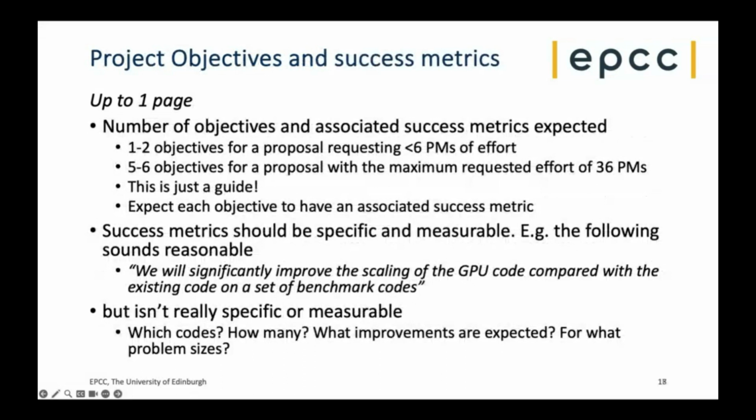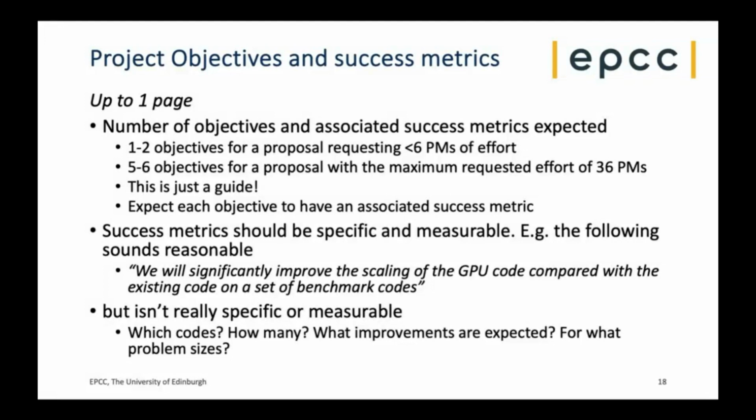Okay, so that's the code section. Next, you should put in the project objectives and success metrics. So you've got up to a page for this. This is where you basically state what you're going to do and how you measure, at the end, whether that has been successfully done. As a rough guide, we'd expect the number of objectives and associated success metrics to be probably 1 or 2 for a 6-month project, maybe 1 for a 3-month project, and up to maybe 5 or 6 for a big project of 36 person months.